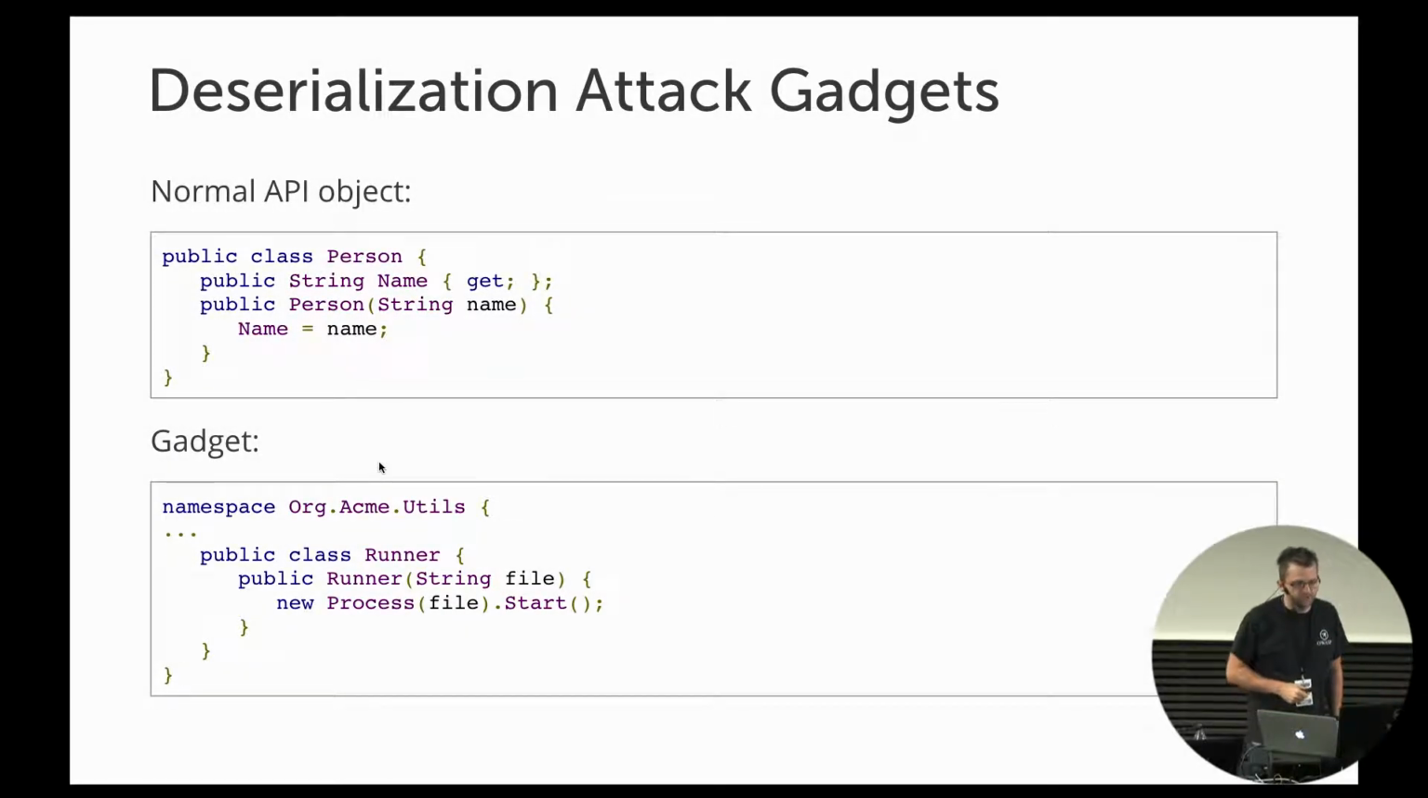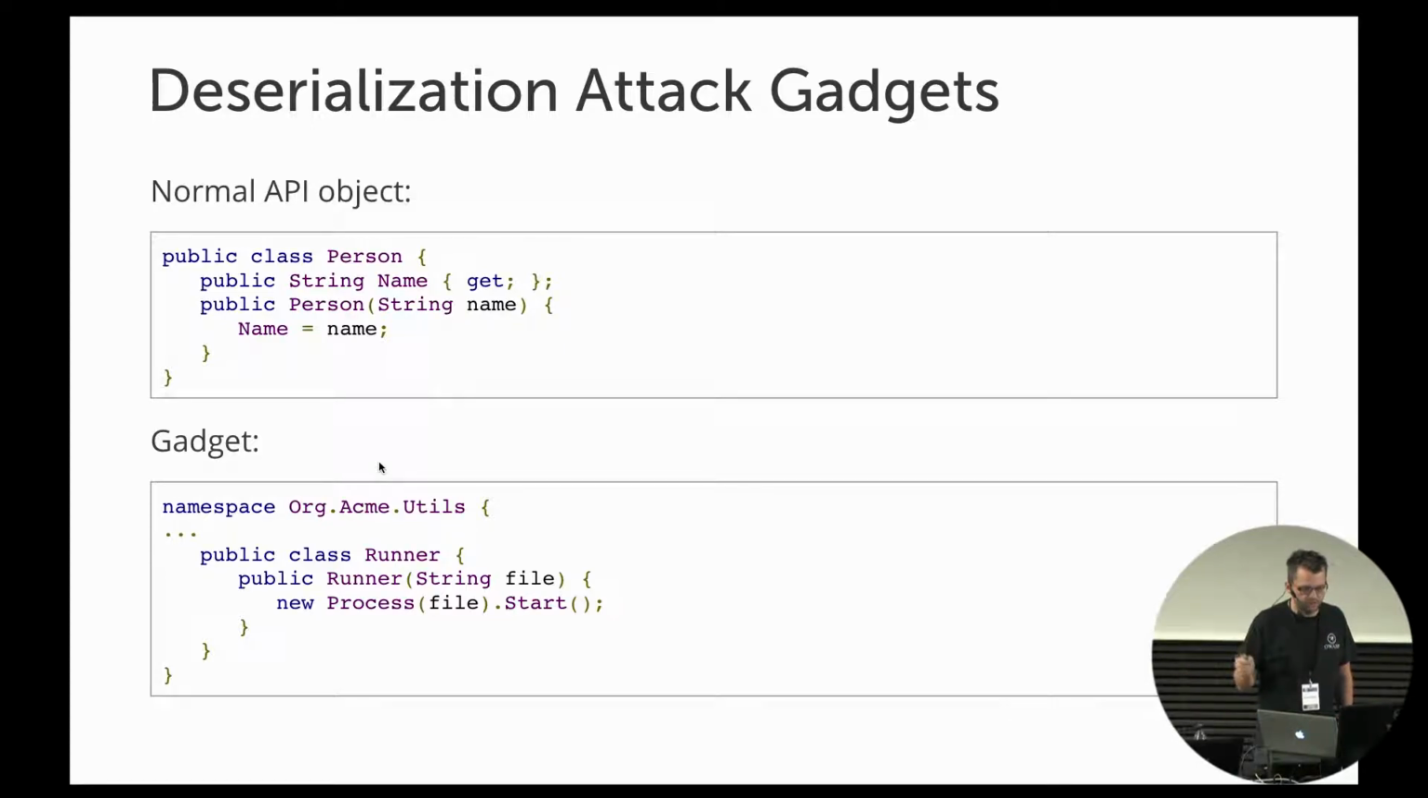So a gadget is basically an object that allows us to perform either the full attack or some stage of the attack. So on the top here, we have a normal API object. If I create that object based on an XML or a JSON, nothing bad is going to happen. It's going to create a simple object with a property called name, and no problem there. But then we have this utils class all the way to the bottom here, which is intended for us to just use internally. It's not intended to be a part of this API at all. But it allows us to just specify a file name, and it will run this thing.